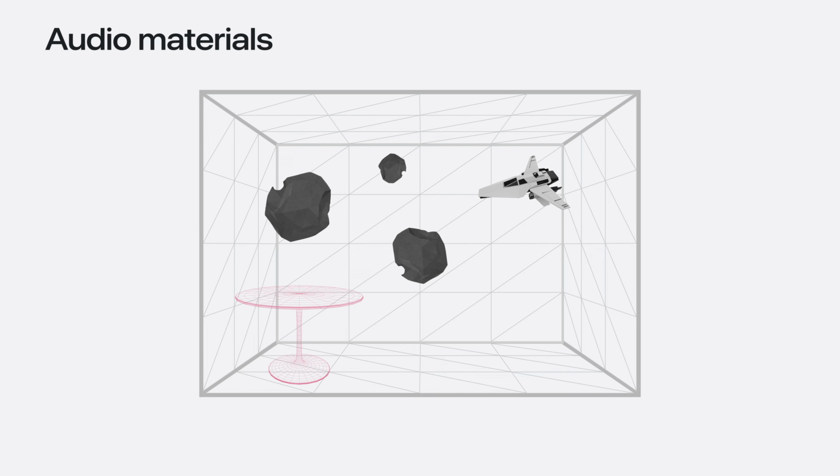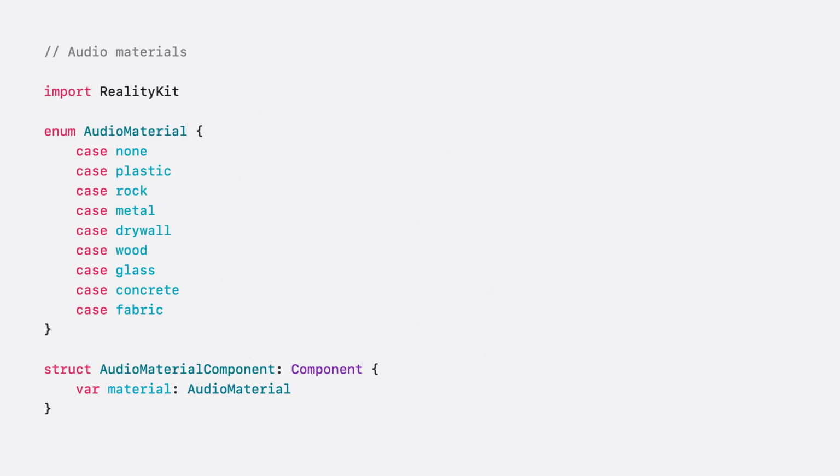I will start by defining a set of sounds that we expect to interact with in our app. For example, our spaceship is made of plastic and the asteroids are made of rock. The surfaces in the studio environment are all labeled with materials like concrete, wood, metal, and glass. In our app, I'll define an audio material enum and a custom audio material component which stores the audio material on an entity.